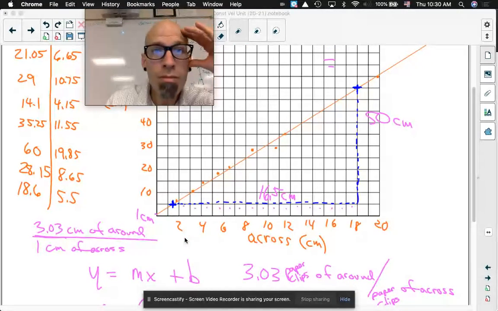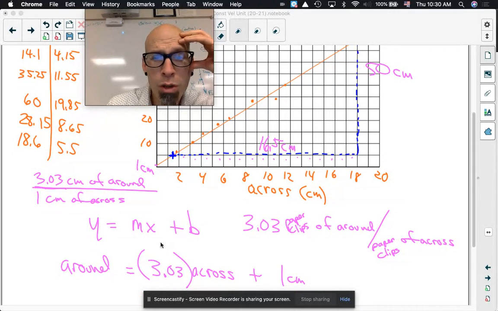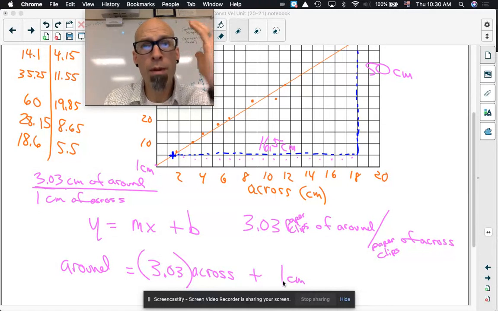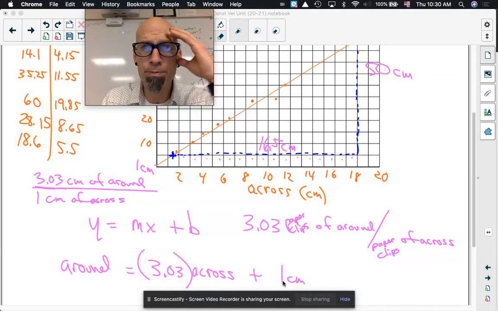Now, then I started asking everybody, hey, what does this 3 represent? What do you think this 3 means? So then I said, hey, hold on. So what I'm getting at here for the y-intercept is that sometimes we have error, okay? Sometimes we don't measure things perfectly, and that means our line doesn't cross at the origin like it should. And that means there's probably error. Because in this particular case, it makes no sense that you could have no across measurement but still have an around. So that probably means we have error.